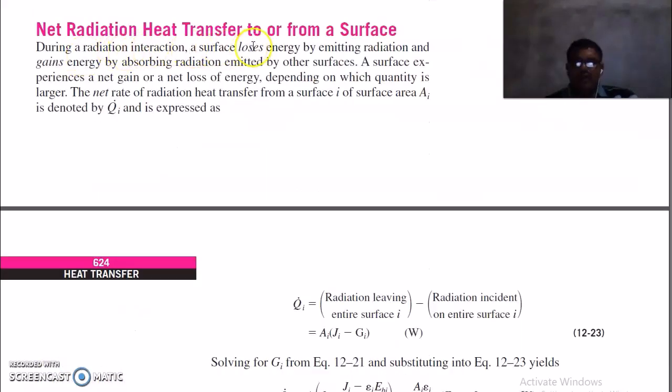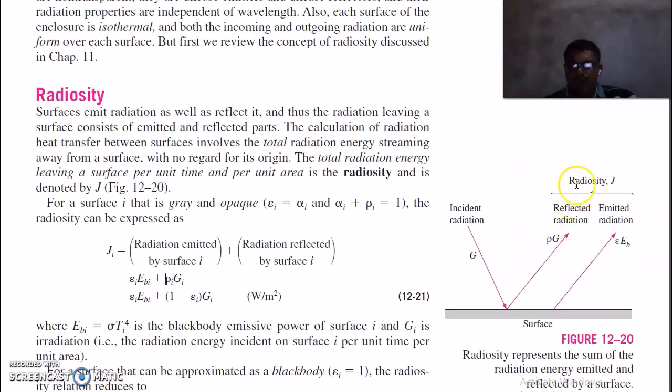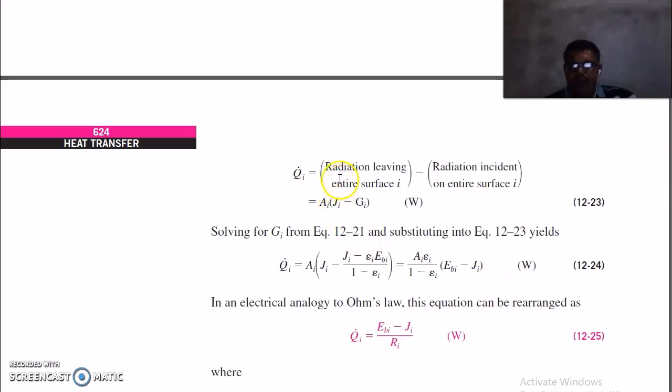Net radiation heat transfer to or from a surface. During radiation interaction, a surface loses energy by emitting radiation and gains energy by absorbing radiation emitted by other surfaces. A surface experiences a net gain or net loss of energy depending on which quantity is larger. You can see this example. The radiosity minus incident radiation will give you the net rise in the energy of the surface. So you will write here that the radiation leaving the surface, which is radiosity J_i, and radiation incident on the entire surface, which is your irradiation G_i, multiplied by the area of the surface.